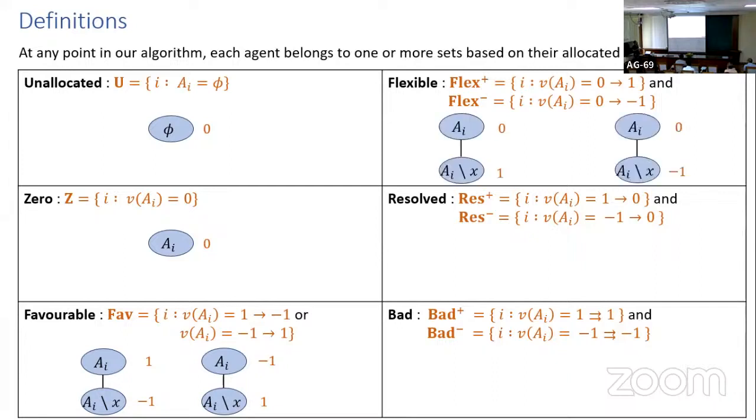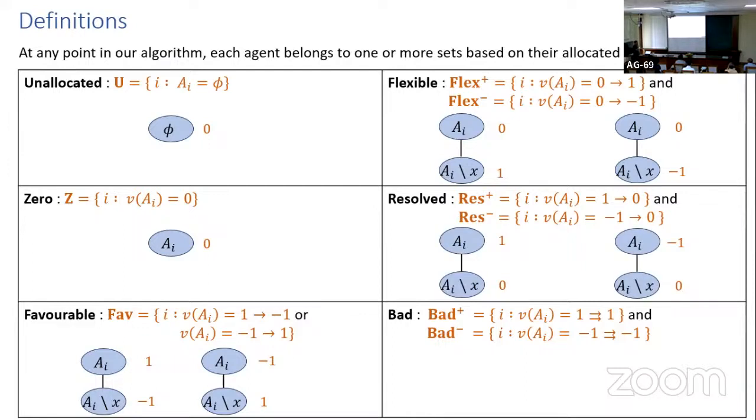Then we have something called flexible sets. Flexible sets are the sets where, say, agent I has value 0, and by removing some item, the resulting bundle is valued at 1, and similarly it has value 0 for the bundle, and by removing some item, it has value -1. So after assigning favorable sets, we go and assign flexible sets. I'll show you how we do that. First, let us look at these definitions.